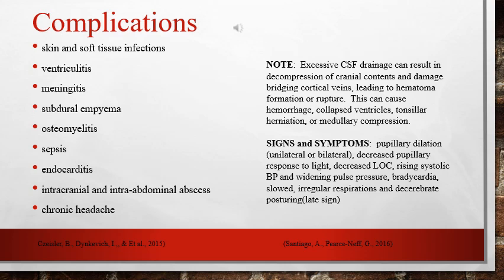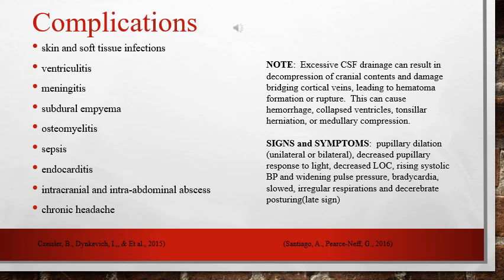So let me read this note here to the side. It says excessive CSF drainage can result in decompression of cranial contents and damage bridging cortical veins, leading to hematoma formation or rupture. So can you remember back in one of the previous slides when I talked about how many mLs are actually in a ventricle? It's like 135 to 150. So if you drop this EVD down, and all of a sudden, like you've gone to lunch and it falls. Let's say you didn't secure it on the pole and it falls, and you come back and you've got 150 cc's in that when you had 0 when you walked away. What most likely could have happened?